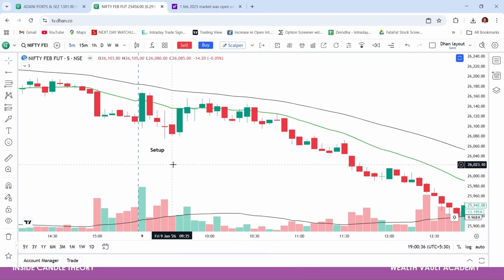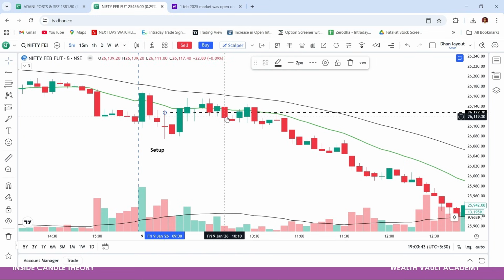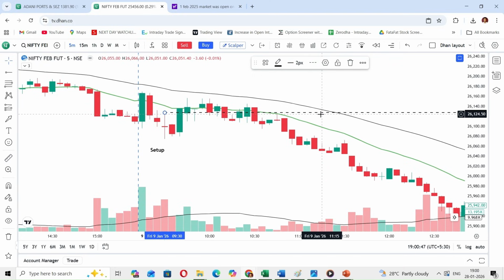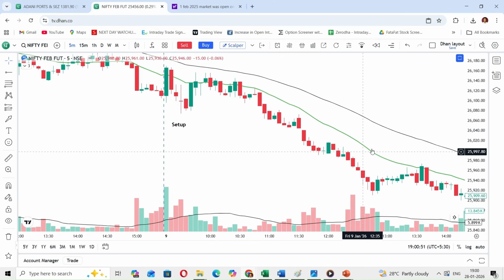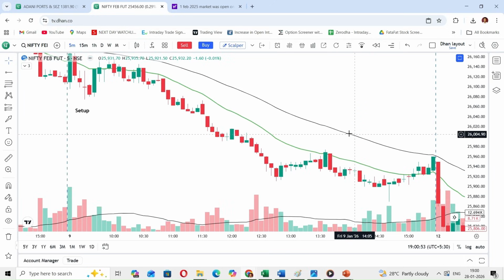But if you see, the high of the mother candle has been broken here, right? So in that case, this setup is invalid. So I will ignore this setup now, as soon as the high of that particular candle is broken. Now let's see where we are getting another setup.